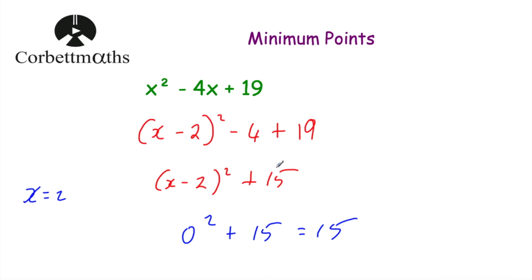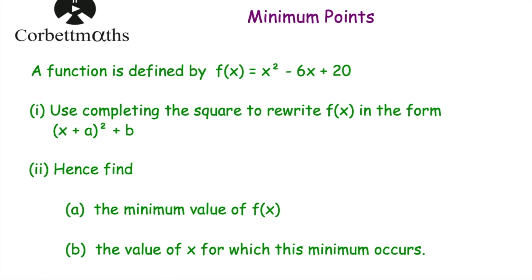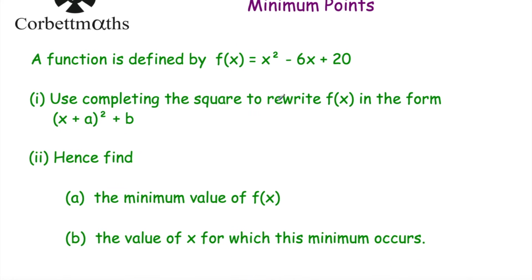Okay, so we're now going to look at some exam style questions on how to find the minimum value of some functions and the values of x at which they occur. Let's have a look at our first question. I've written these in the same style as some questions that have come up on the GCSE Further Maths exam, and we're told a function is defined by f of x equals x squared minus 6x plus 20.